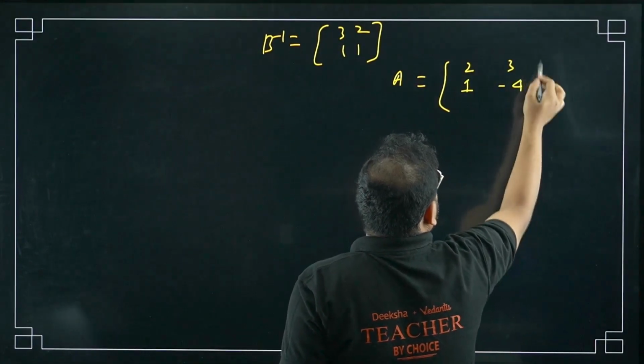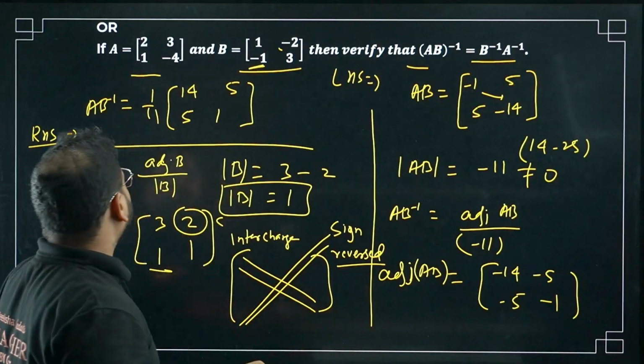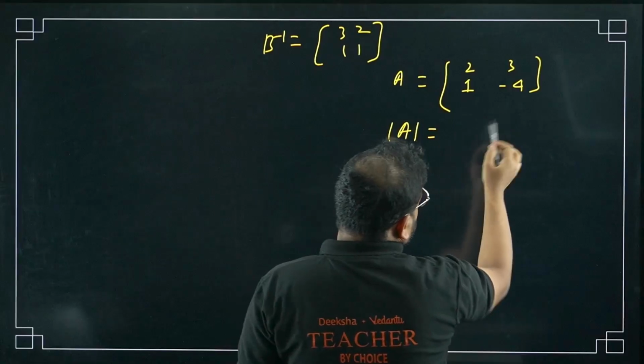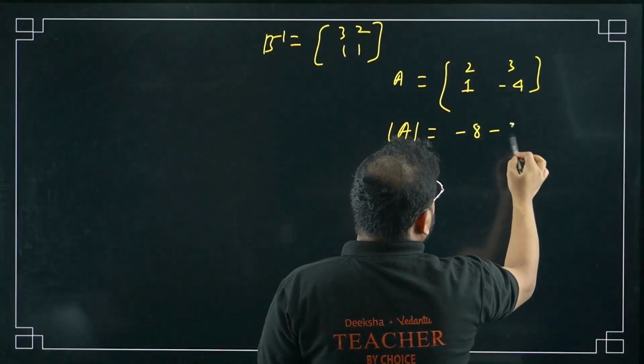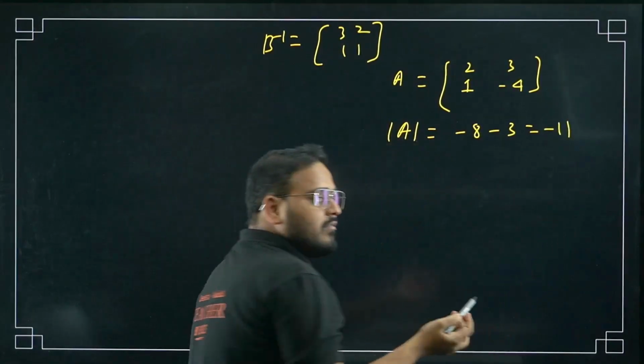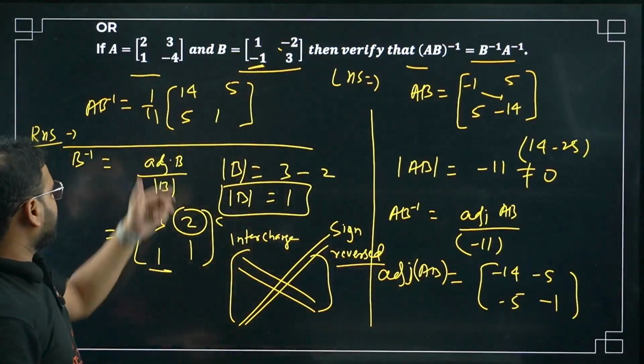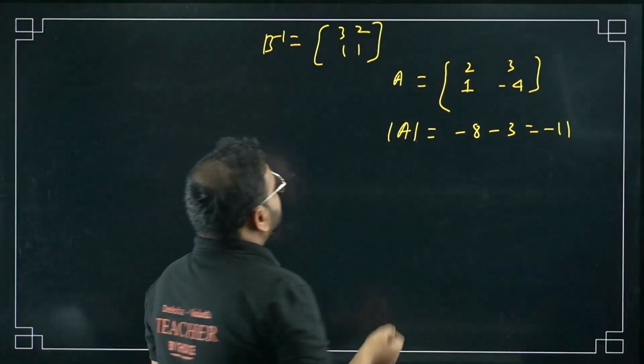How many times will I keep going back? So I'll just write this matrix over here only: 2, 3, 1 minus 4. Let's find the determinant now. So this will turn out to be minus 8 and minus 3. So minus 11 again. Good for us. We want that, no? Please check. I have 1 by 11 over here. That's why. Okay, what next, sir?